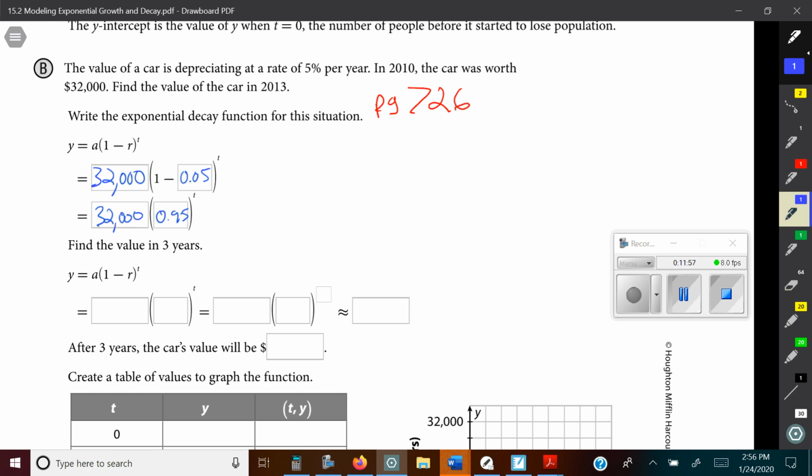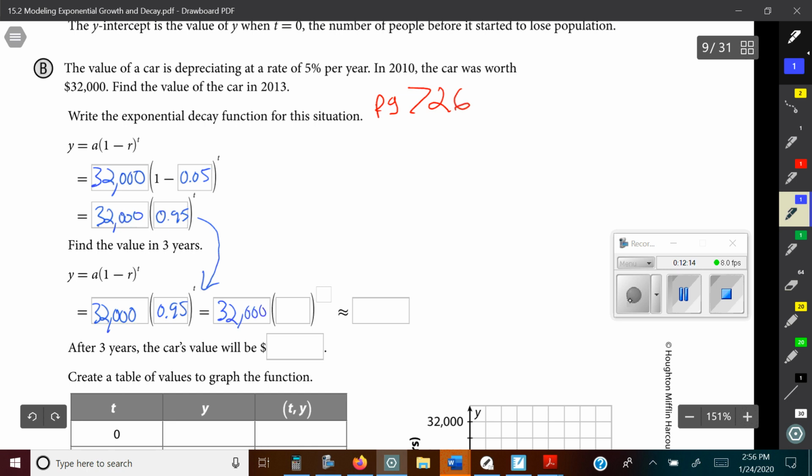Okay, so now I'm going to rewrite the function again. The same thing's going here. And I'm going to say 32,000 times 0.95 raised to the t. So now we're going to write it out, and we're going to plug in the value we're looking for, which is 3 years. So we got 0.95, and we're going to raise it to 3.